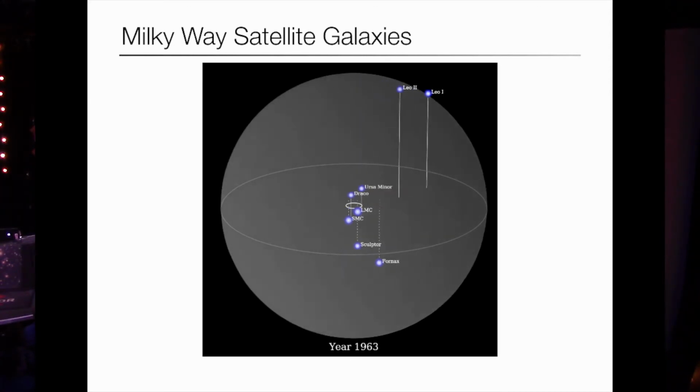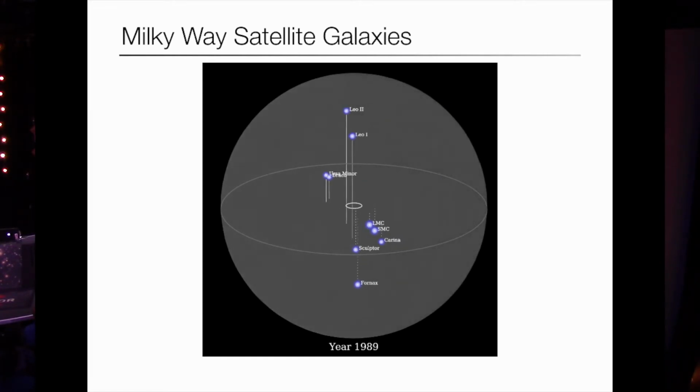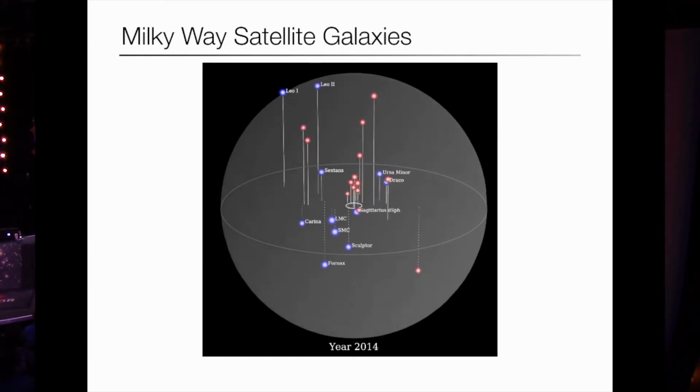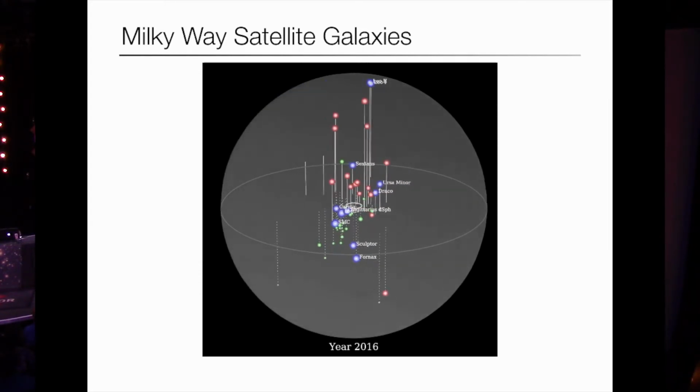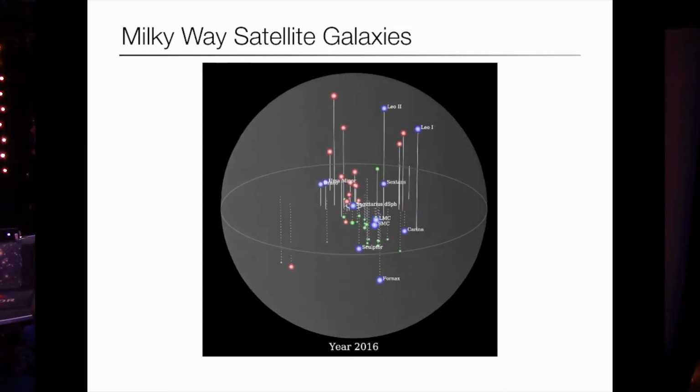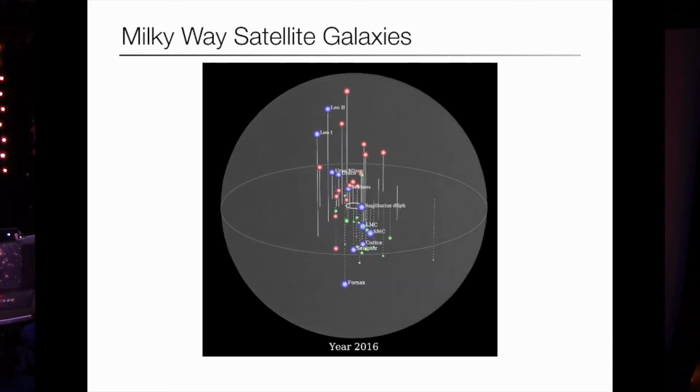Okay? And pretty quickly, by the 1960s, there were a handful. We've now basically made it to 1995. There's 10 or 12. And in the past, say, 10 to 12 years, there's been this complete revolution in our understanding of these small stellar systems around the Milky Way.